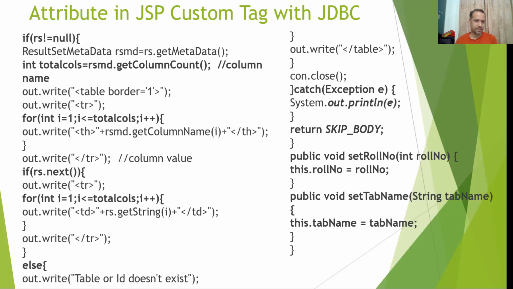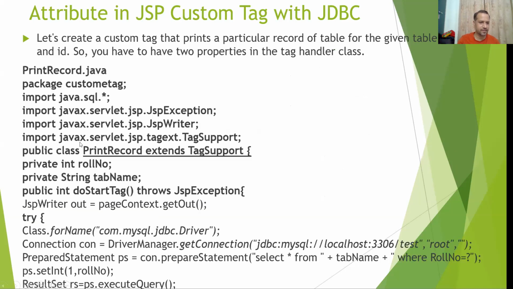After that, I have mentioned the for loop for all the columns, and it is going to be processed. Okay, and now after that, I'm going to close my connection, and exceptions are there. If some exceptions are there, they are going to be handled, and then return body. Return SKIP_BODY means I'm going to skip the body part now, and setter methods are there for roll number and table name that we have created in the previous slide. These are the private int rollNumber and String tableName that we have created earlier.